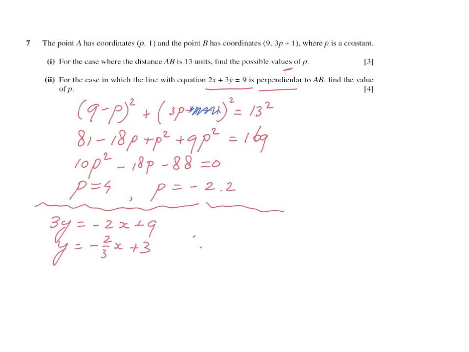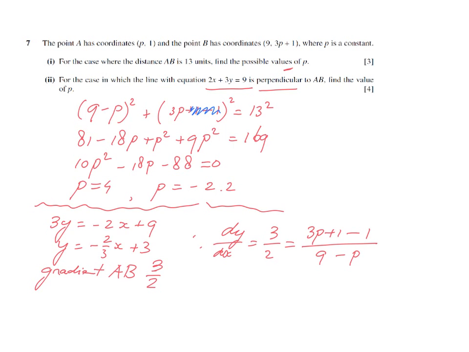Okay, so this line is perpendicular to the line AB. And when it's perpendicular, then what can you say about the gradient? It's always the negative reciprocal, isn't it? So the gradient of the line AB is going to be 3 over 2. So dy dx for AB is going to be 3 over 2. Now what is dy? So the difference in the y direction, that could be 3p plus 1 take away 1, and the difference in the x direction is 9 take away p. So what am I doing? 3p plus 1 take away 1 over 9 take away p.